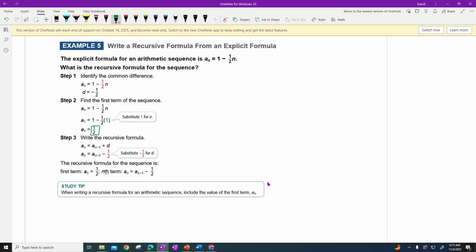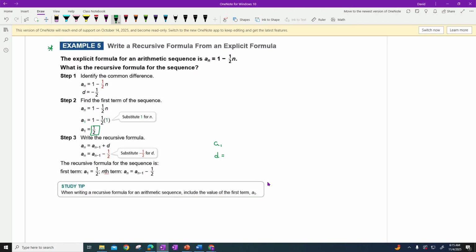So I might put a star by this one, because if they say, hey, take this recursive formula and write it into explicit, I need two things. I need my first number and I need my D. So now this is how you find it from here. You put a 1 into this formula because they told you this is a recursive formula.